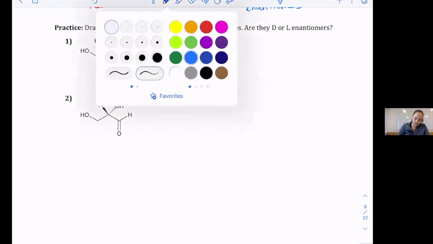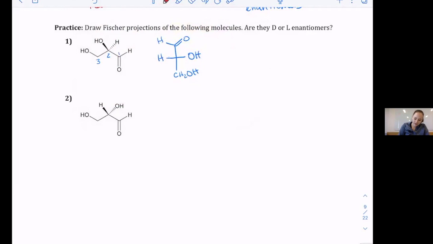In order to determine D or L, we look at the furthest chiral carbon from the carbonyl. This is on the right side, so this is going to be the D enantiomer. Okay, now we have to do the other one. So it's the exact same molecule, but just these 2, the oxygen and the hydroxide groups, the hydrogen and the hydroxide are switched. So let's go ahead and draw that out.